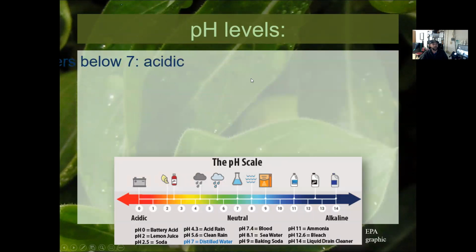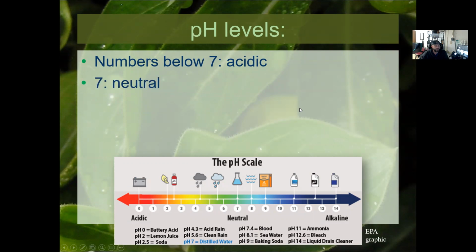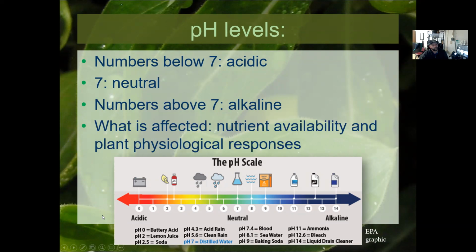So let's talk about pH levels. Numbers below 7 are acidic. 7 is a neutral base, which you compare to distilled water, which hasn't been touched by anything else. It's been fully purified. It sits at a nice base level. So that's the best thing you can compare acidity and alkalinity to, that neutral base. And then numbers above 7 are alkaline. So what is affected? Nutrient availability and plant physiological responses.